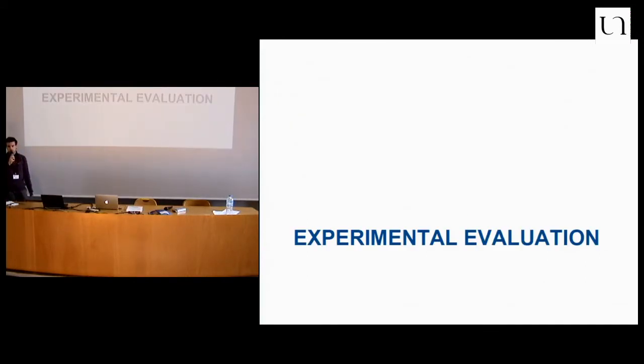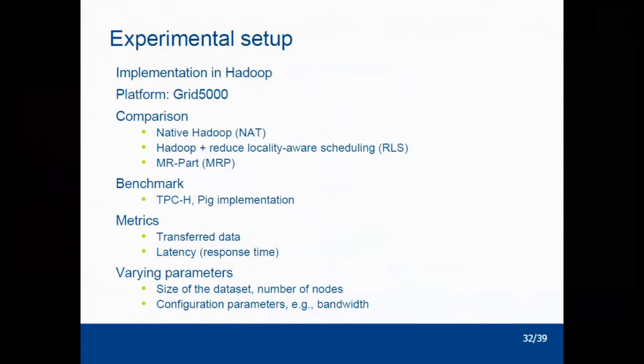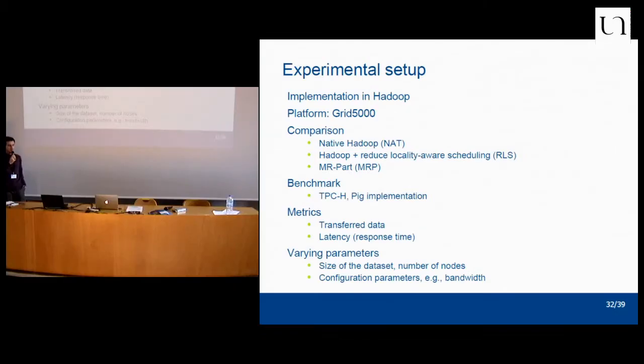So now I will show some results from our experimental evaluation. We have implemented MRPart in Hadoop, and we have tested it on the Grid 5000 platform. We have compared native Hadoop, Hadoop with the modified reduce locality-aware scheduling, and our approach. We have used TPCH, in particular the Pig implementation of TPCH, in which queries are written in a language which is on top of MapReduce. We measure the amount of transferred data and the response time of our jobs, and we vary some parameters.